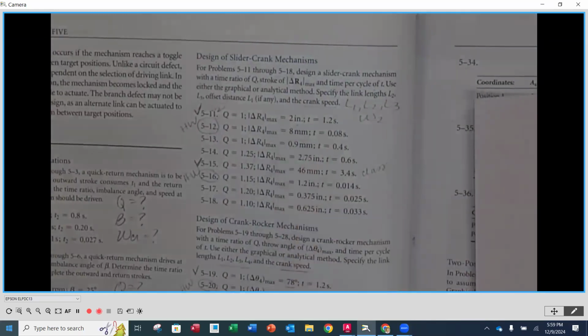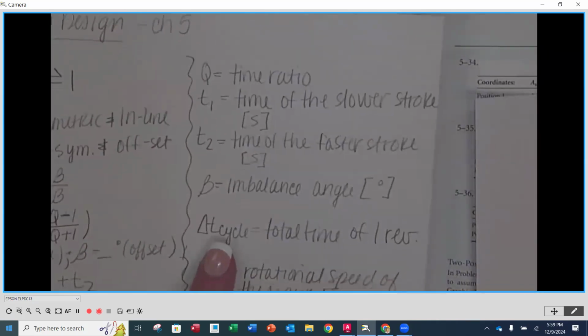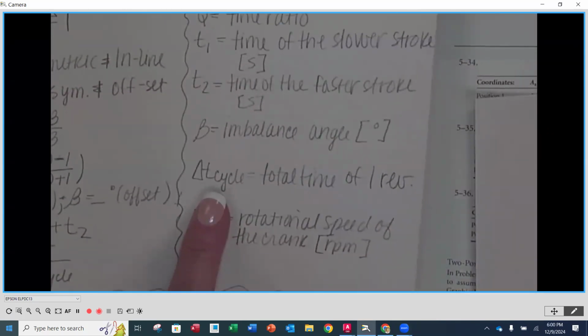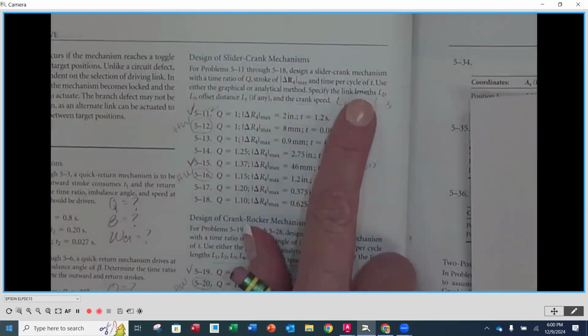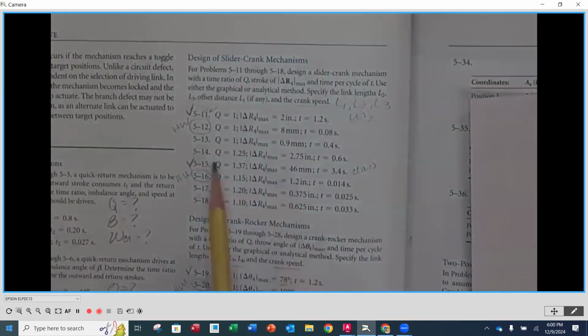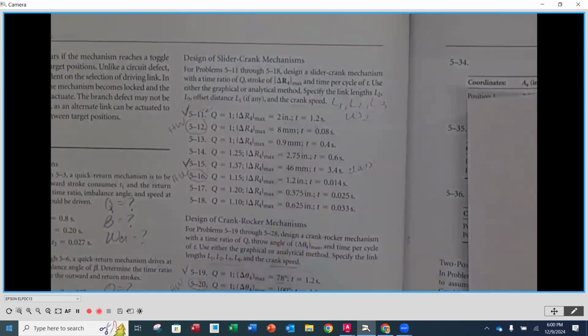So inside of the chapter, they're referring to the total cycle time as delta T cycle. But here in this problem, they're calling out the time per cycle as just T, okay? So when we look at number 11 here, Q is 1. Our stroke, delta R, is going to be 2 inches. And T, which is the total cycle time, is going to be 1.2 seconds, okay?